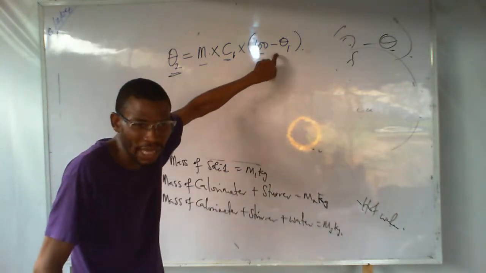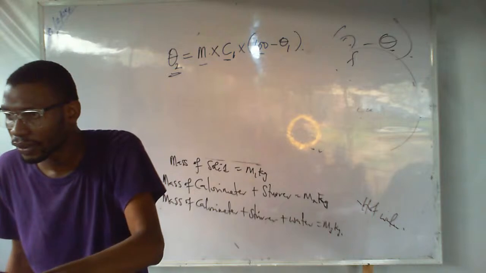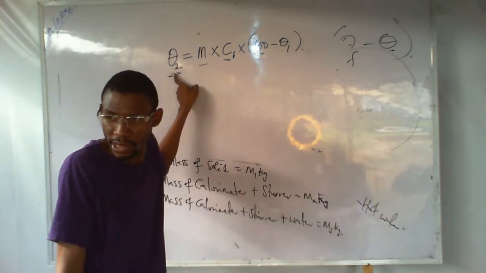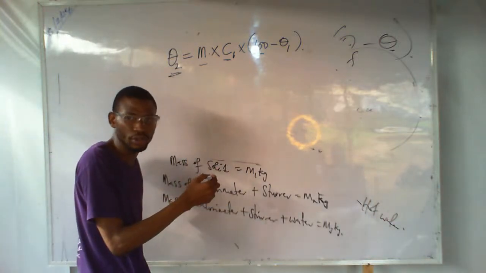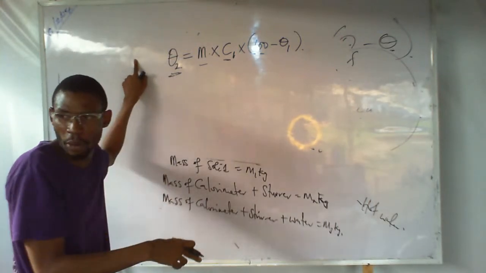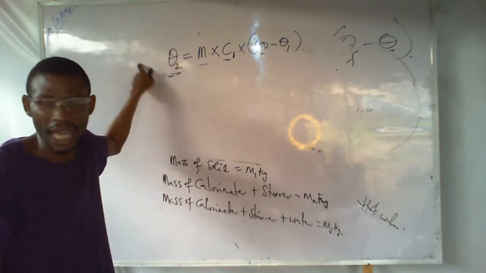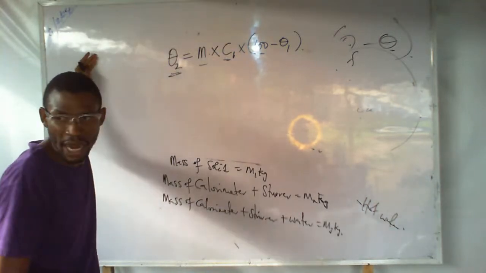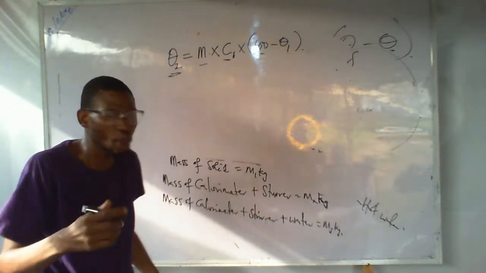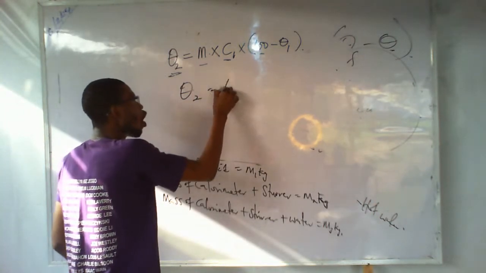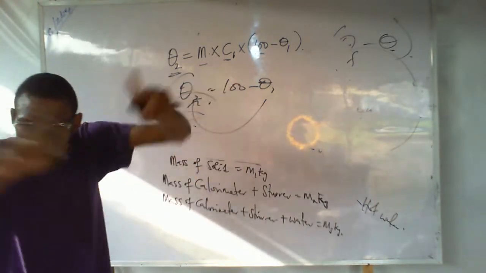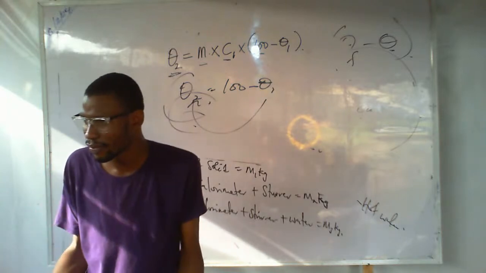The initial temperature of the water and the calorimeter is theta 1. So for you to get this theta 2, everybody look at the board. Let's say you are multiplying m times c1 times theta 2. If you cancel these two together, this will give you theta 2 equals 100 minus theta 1. It will give you the final temperature of the whole mixture. That's what we are saying.